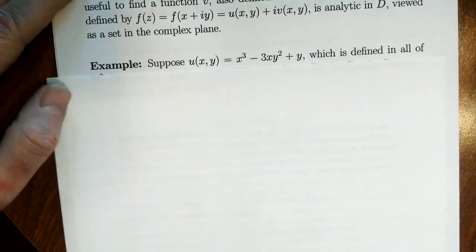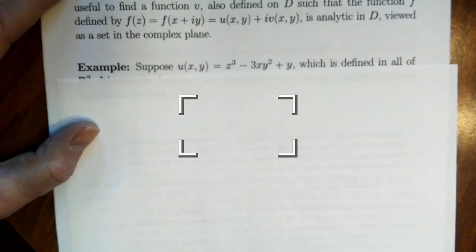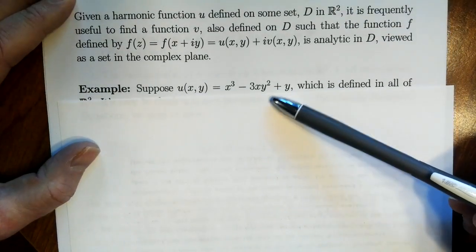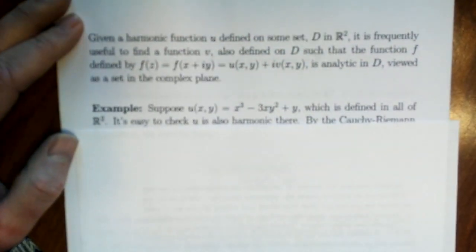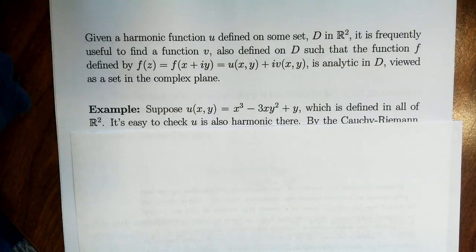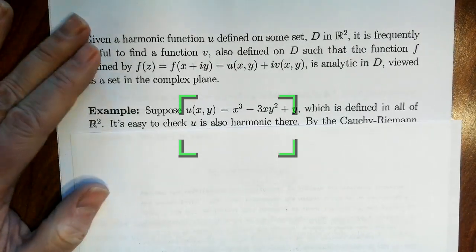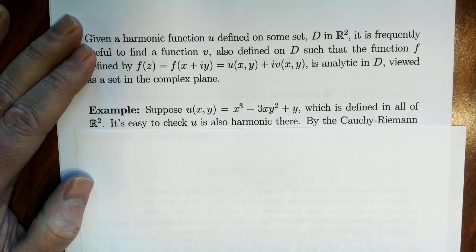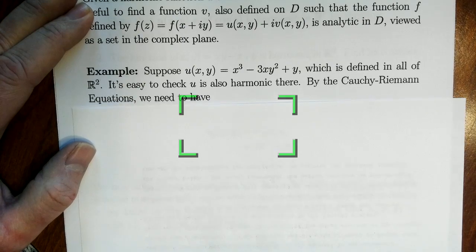Let's take a look at an example which illustrates the general principle. Let's suppose that u is x to the third minus 3xy squared plus y, and this is defined in all of R2. It's easy to check using the definition, taking the second order partials, that this is harmonic there.